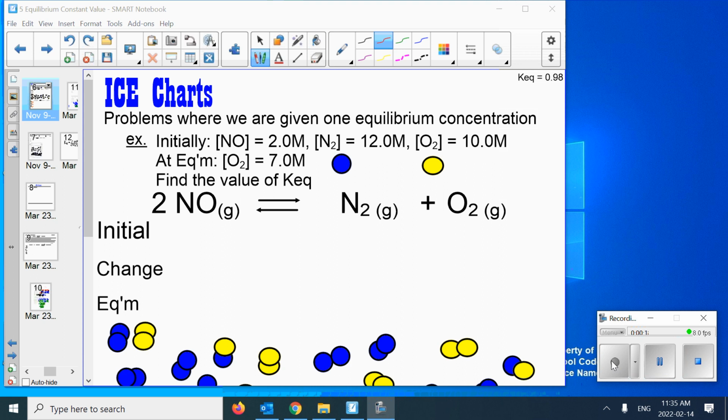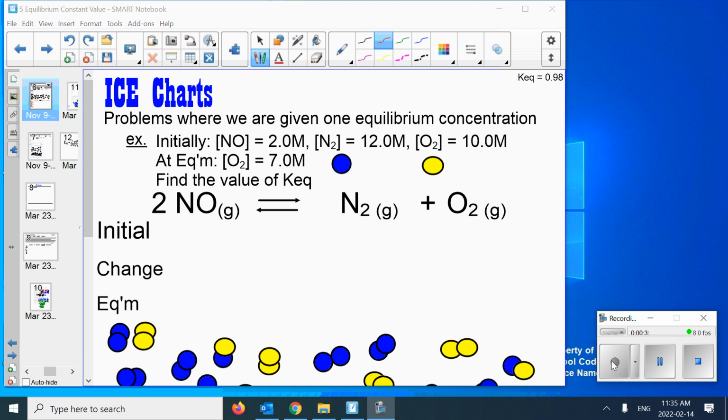So, if you're listening right now, live by recording, pause the video and jot this down. Okay, you paused the video. Now you've written it down, let's get going. Ice charts. I'll read through this with you. The problem is, if you're given one equilibrium concentration at a time.